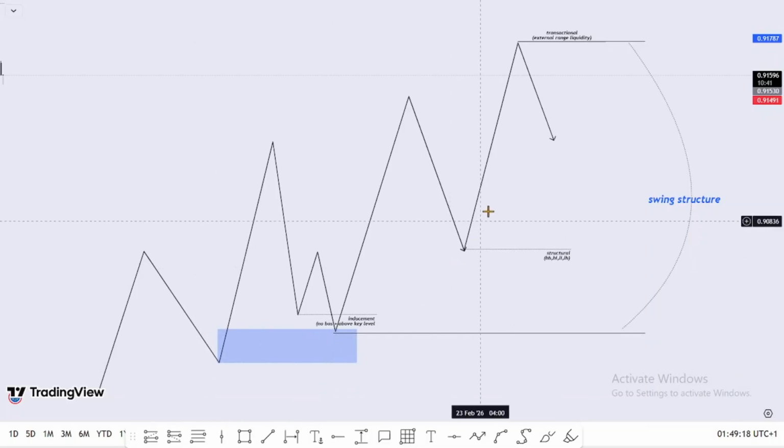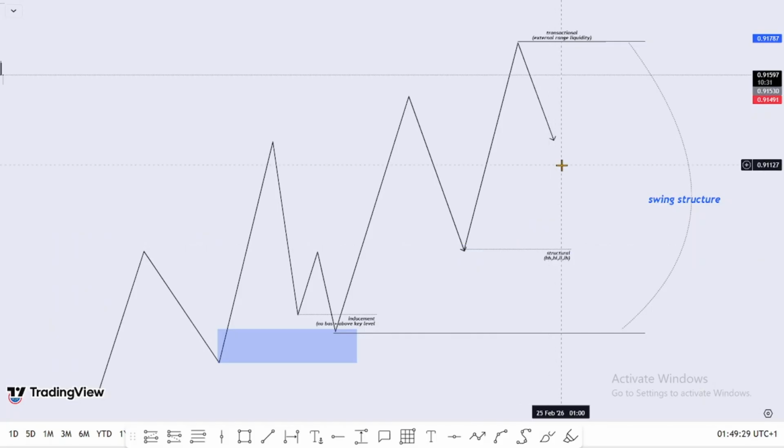All these higher highs and higher lows in a bullish trend are your structural liquidity. In a bearish trend, all these lower lows are your structural liquidity. So that's it for structural liquidity. And then the next type of liquidity is transactional liquidity.